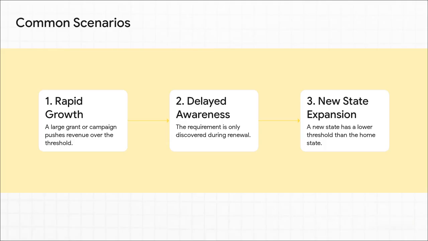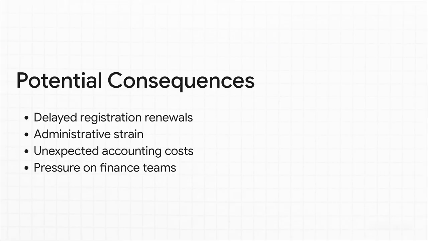We tend to see this play out in a few classic ways. First, there's rapid growth. A huge grant comes in and boom, you're suddenly over the line. Another one is delayed awareness. You don't realize you crossed the threshold last year until you're trying to file this year's renewal. And finally, there's expansion. You register in a new state and don't realize it has a much lower audit threshold than you're used to. When these kinds of surprises happen, the fallout can be pretty significant.